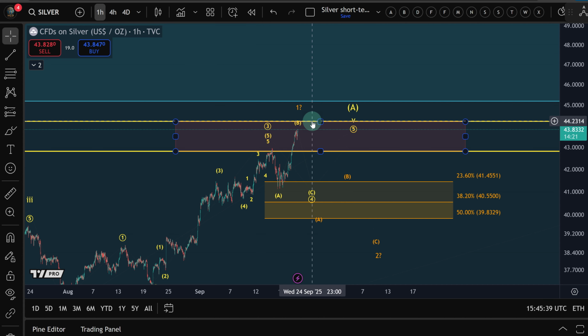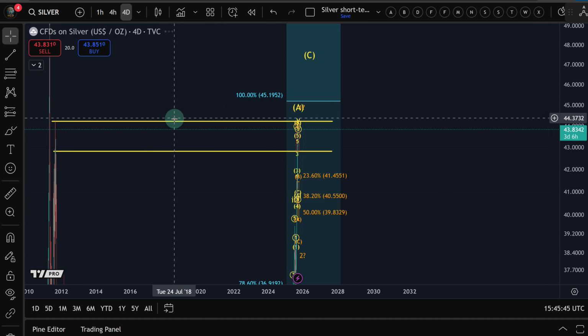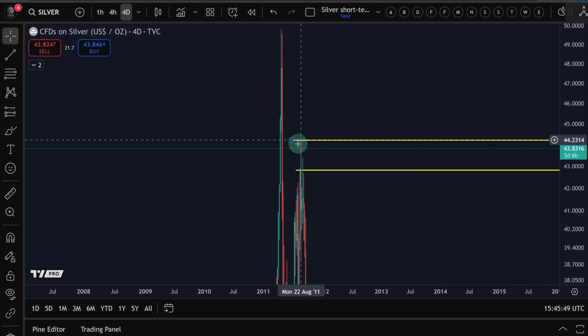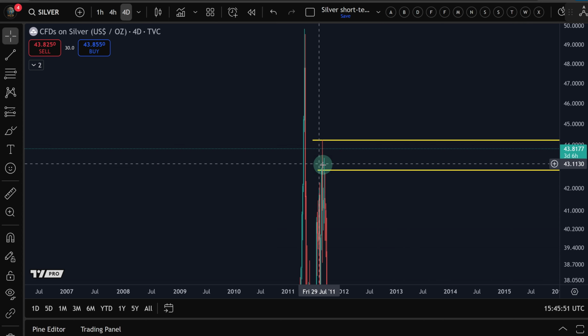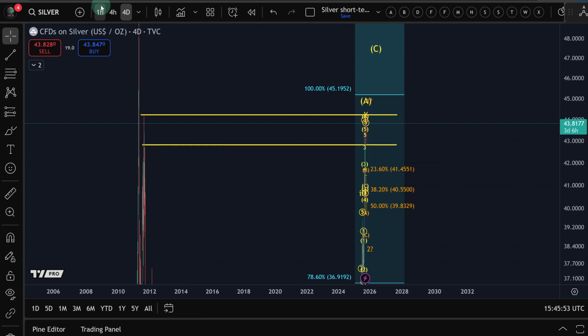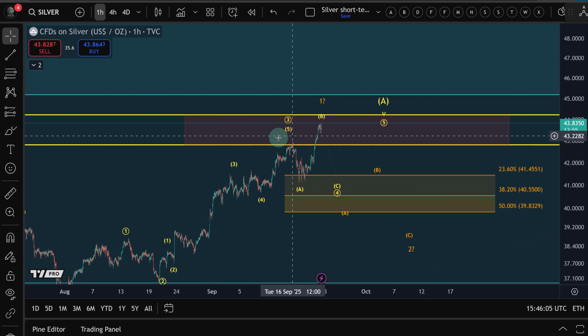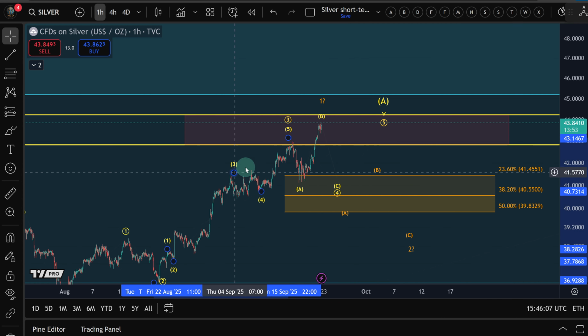The next resistance level is $44.20. This is the swing high. If I zoom out a little bit, the swing high, I think it's 2011 here. From summer 2011, $44.20. So that might be a resistance level. It's just a previous technical level to watch, but I would argue the $45.20 level above is even stronger, even more important.